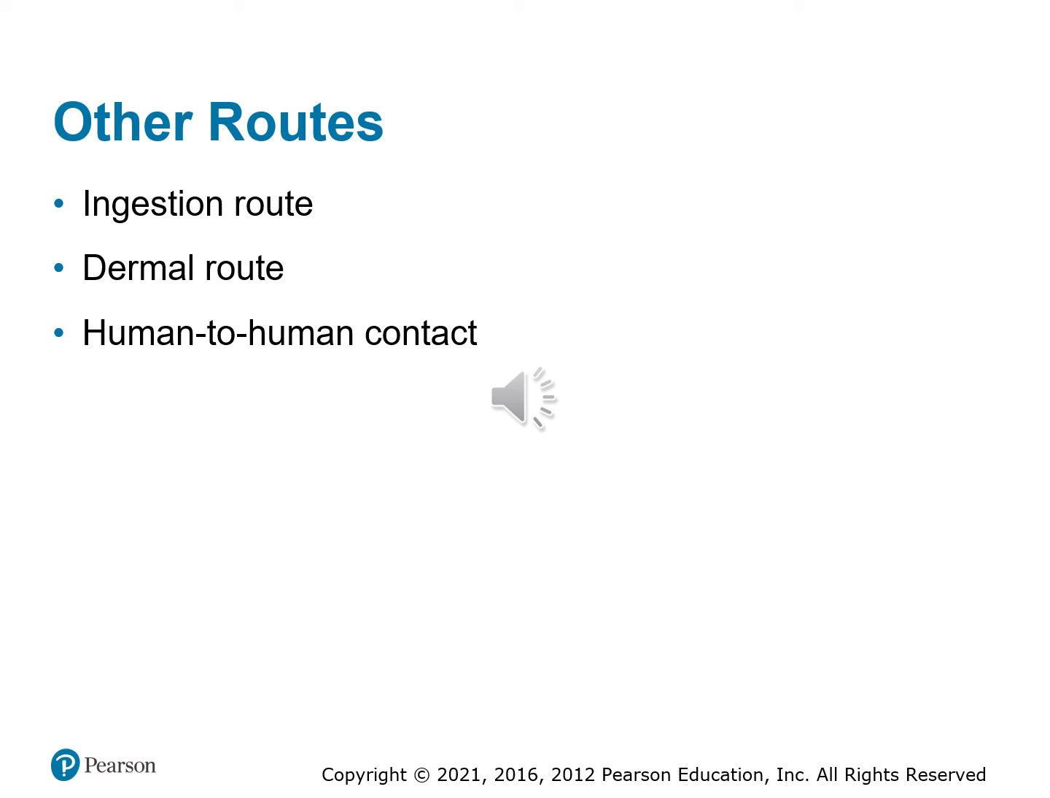Other routes that you could see are going to be the ingestion route, which is just when they ingest it. You have the dermal route, which is going to be on the surface and cause damage through the surface area of the body. And then you have human-to-human contact, which is going to be a difficult one. It can have a delayed incubation period, and it can infect a large population prior to being detected.